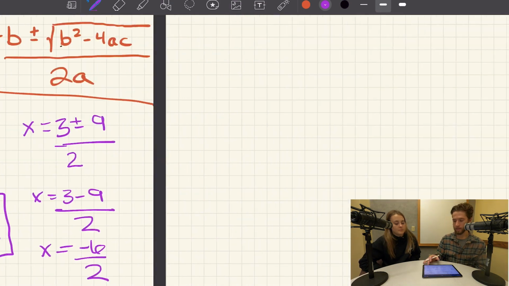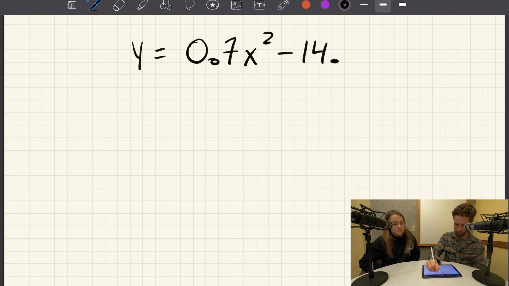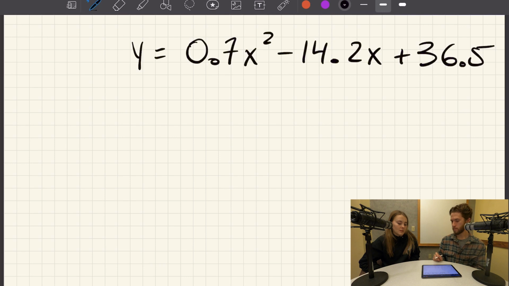Sometimes when you can't factor, we won't actually do this problem, but let's say you have a problem that looks like this. Two numbers that multiply to 36.5 and add to negative 14.2? No idea. They exist, they're the 2 answers we'll get. 7.1 is probably a fine guess, right? 7 times 7 is almost 36. Our answers are going to be something like 5-ish and 7-ish, or somewhere in between.